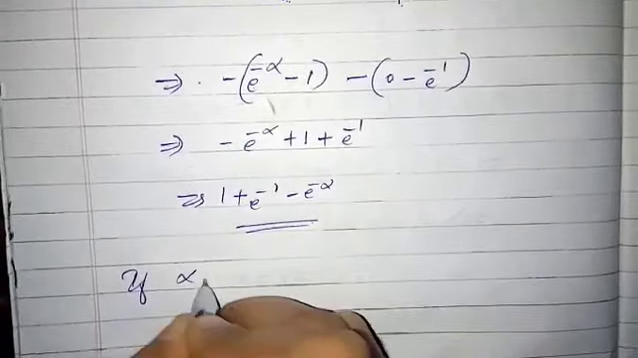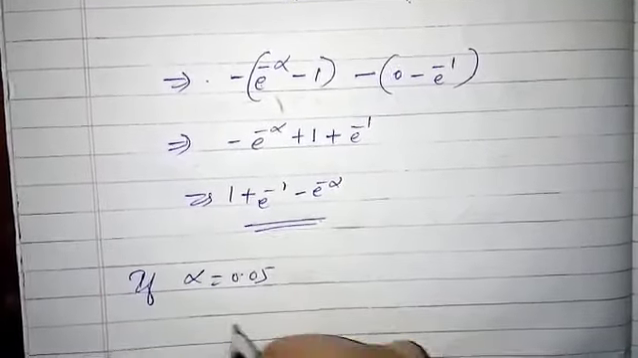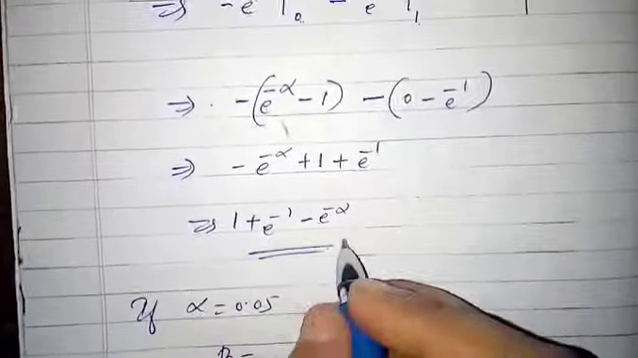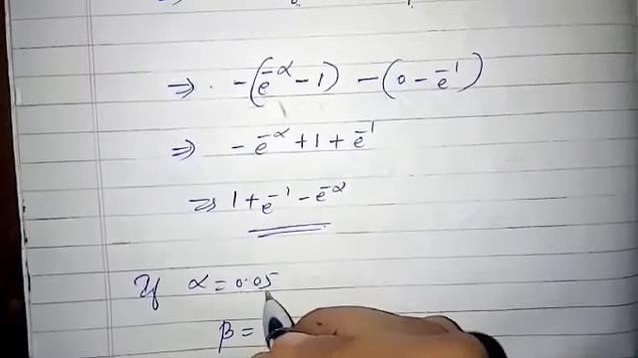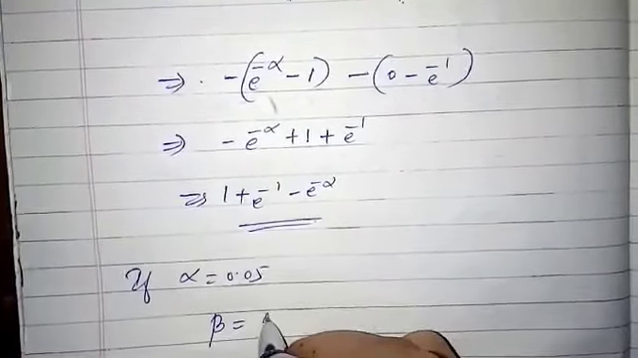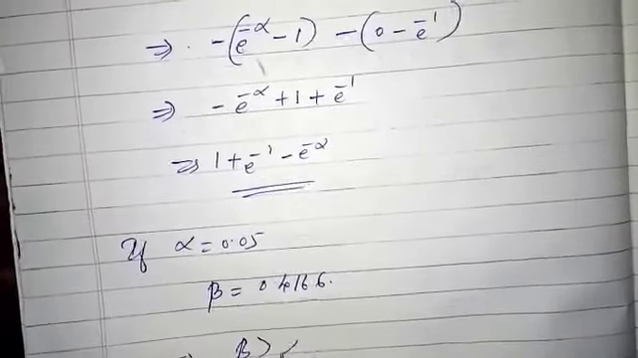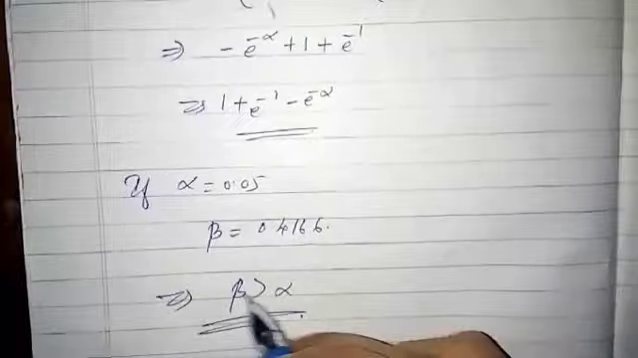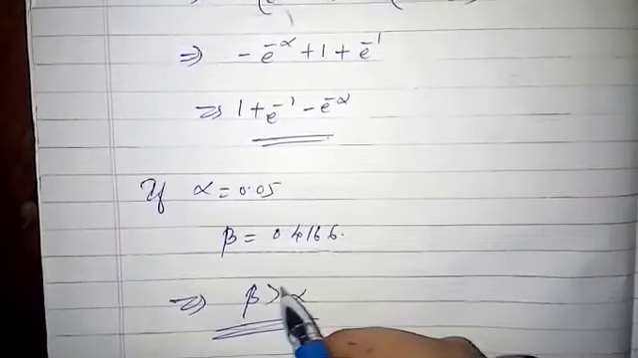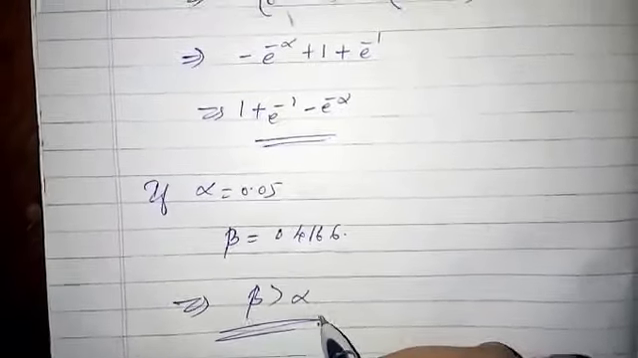If alpha equals 0.05, then what is beta? Substituting alpha as 0.05, the beta value is 0.4166, which implies beta is greater than alpha, right? From the most powerful test, power is always maximum compared to size.